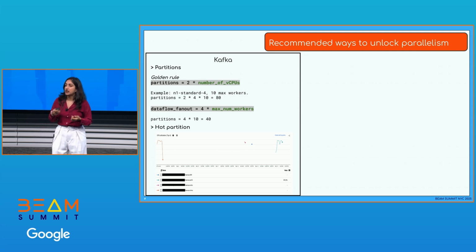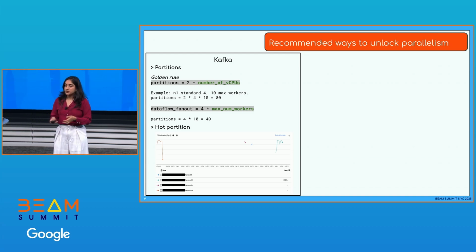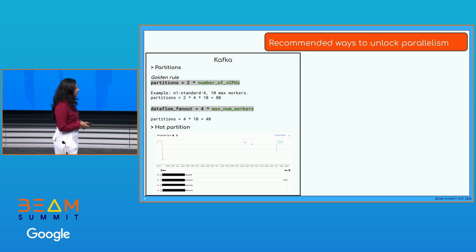With the help of dynamic work rebalancing, Dataflow will try to assign multiple low-volume partitions to one worker. But what it may not be able to do is break up a hot partition and assign that to multiple workers. So it's important for users to examine the Kafka producers and their key space and balance the incoming load equally among the partitions.